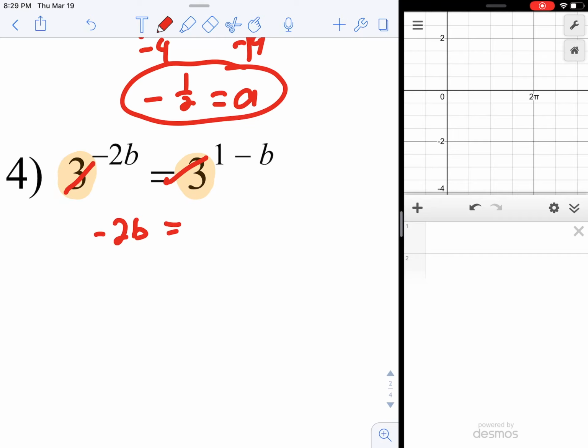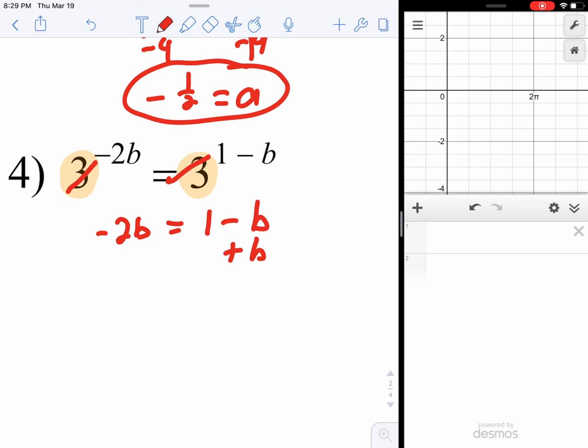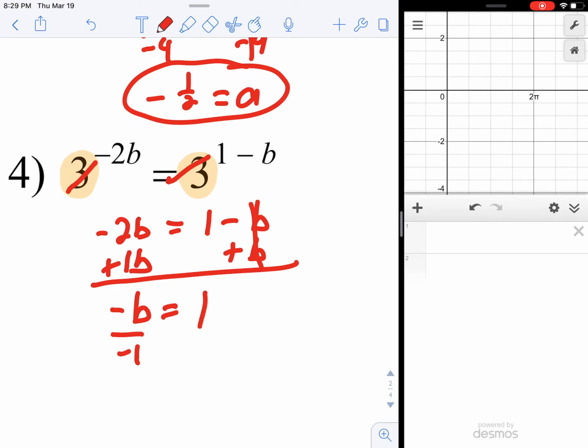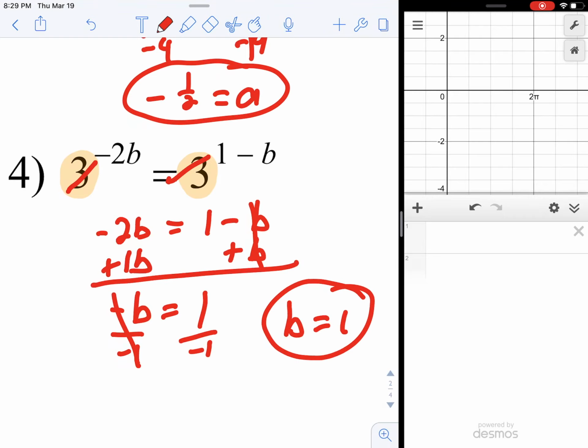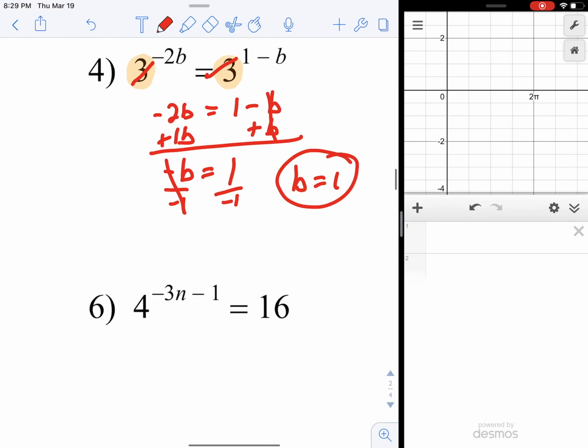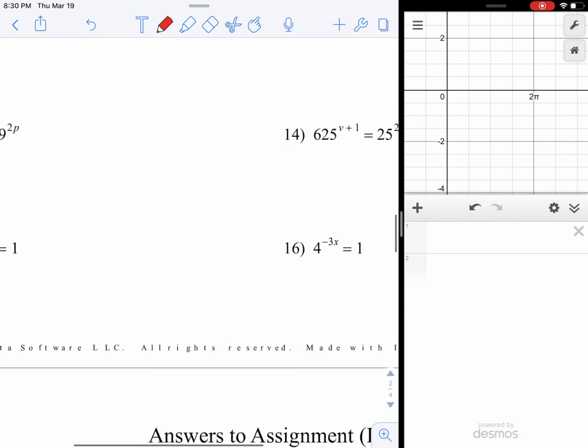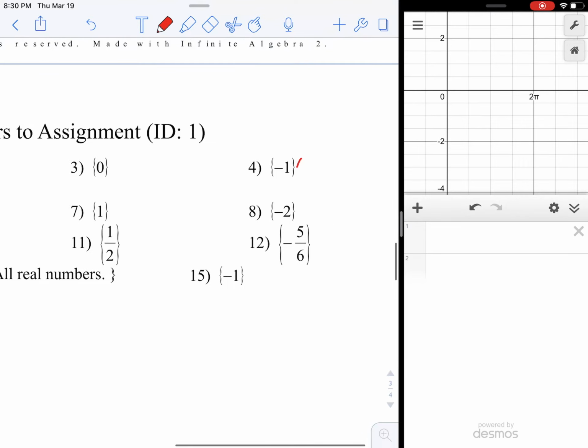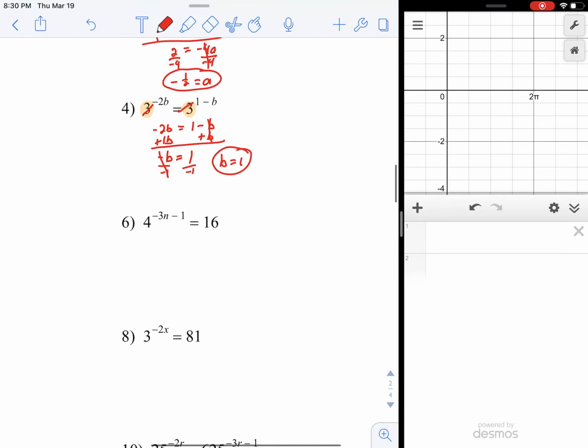Negative 2b equals 1 minus b. Then we can maybe add b to both sides. Negative 2b plus 1b is negative b equals 1. Divide by negative 1, and we get b equals 1. So that is solving exponential equations in the most simple form. I'm going to scroll down real quick to look at number 4 just to make sure I have it right. Of course, it's right, negative 1.